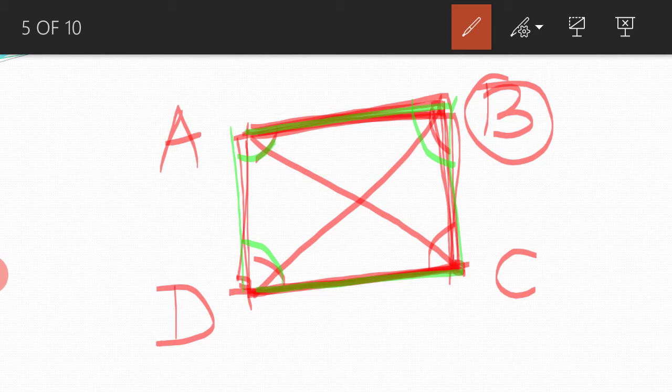Angle C is adjacent to angle B and angle D, and angle D is adjacent to angle C and angle A. Is it okay? So we have pairs of adjacent angles and pairs of opposite angles. The pairs of opposite angles are angle A and angle C, and angle D and angle B. Is it clear?